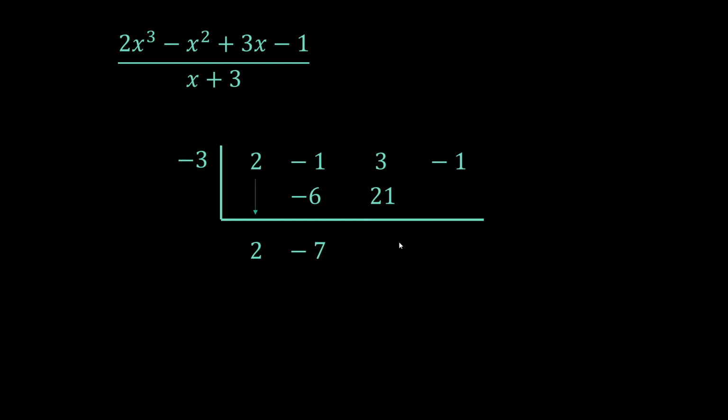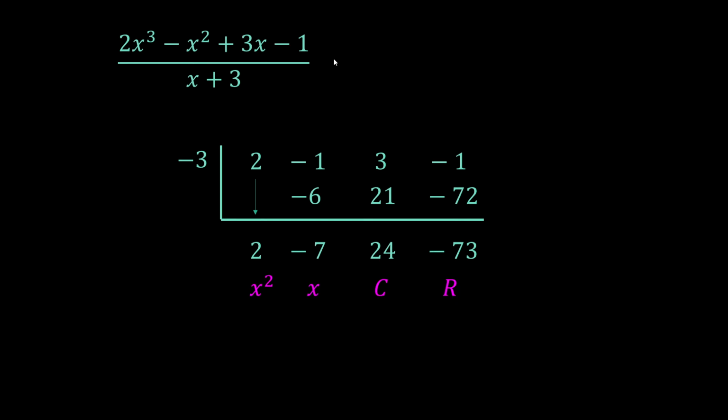3 plus 21 is 24. Write it here. -3 times 24 is -72. Pop it here. -1 plus -72 is -73. All right, and then I'll just decode and say, that's my remainder, that's my constant, that's my x to the power of 1, that's my x to the power of 2. Okay, so let's write the answer now.